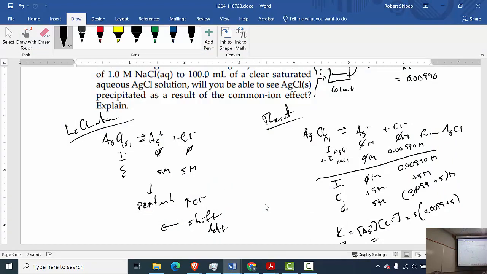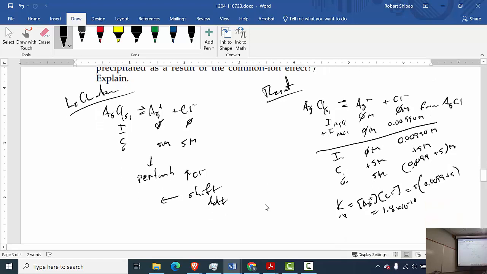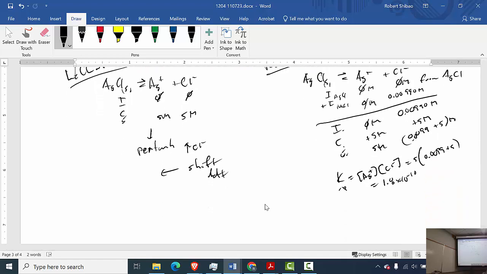Do you think the simplifying assumption will work? Yeah, probably. Let's try it anyway. So we'll try the simplifying assumption. This is going to be S times 0.0099. So I shouldn't have deleted that. 1.8 times 10 to the minus 10 divided by 0.0099.